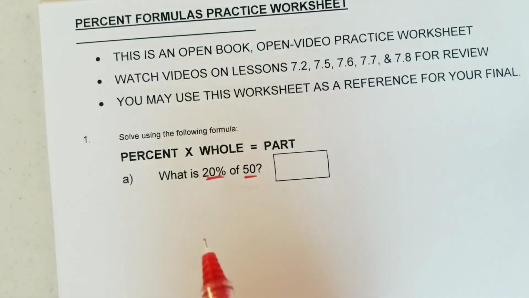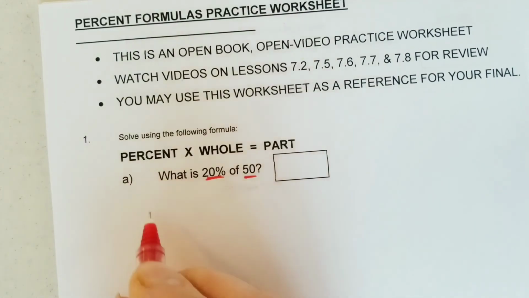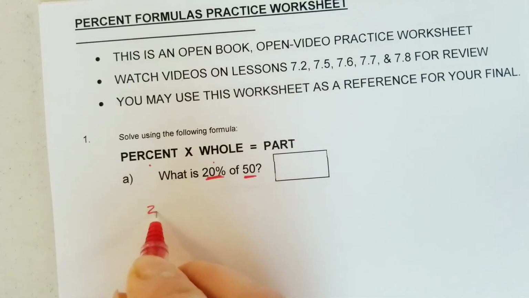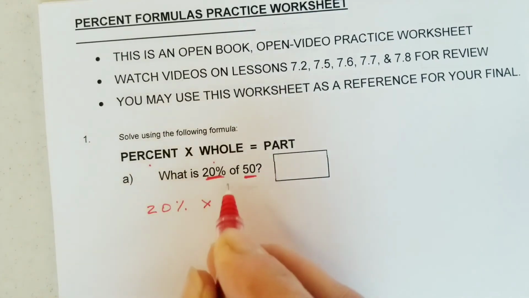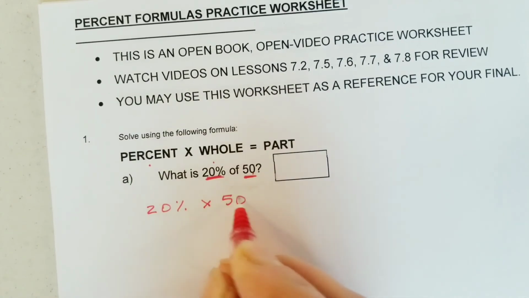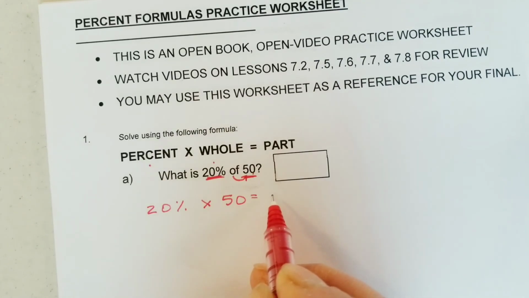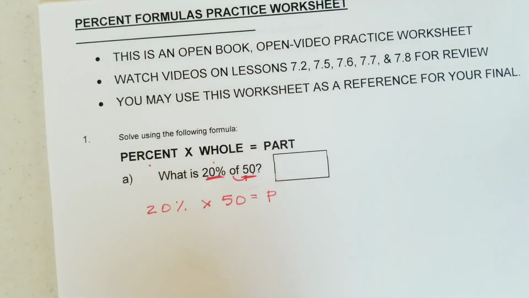So we have our percent, so we'll go ahead and substitute it in for our formula here. So 20% times the whole, which is 50. Remembering that the number that comes after of is usually the whole, and then what we're solving for is the part. So we'll just leave that as P. 0.20, changing a percentage to a decimal, times 50 equals P.